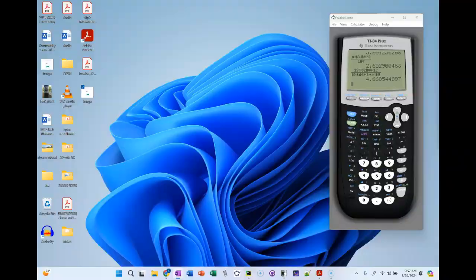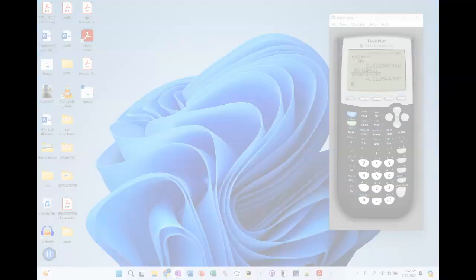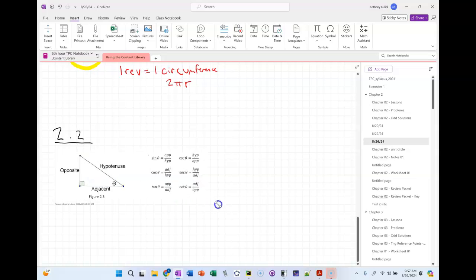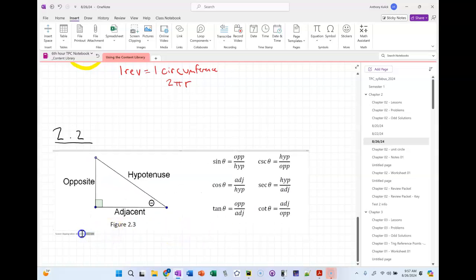So, given a right triangle with acute angle theta, we know sine, cosine, and tangent are opposite over hypotenuse, adjacent over hypotenuse, and opposite over adjacent respectively. We have three new trig functions. We have cosecant, which we abbreviate as CSC. We have secant, which we abbreviate as SEC. And we have cotangent, which we abbreviate as COT.